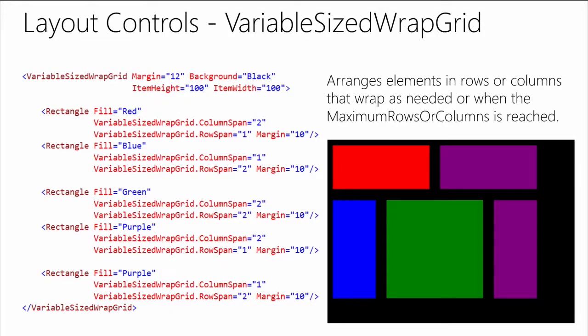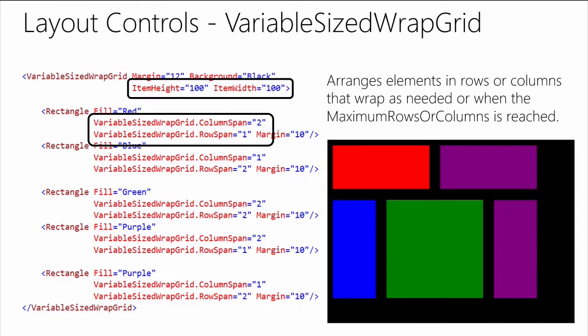Real quickly now, I just want to point out the wrap grid. We have a variable sized wrap grid that allows us to have just a grid to move things around like that. If you look at its structure with this column span and row span, you're able to see how it's laid out, and you get this default structure based on its item height and its item width.